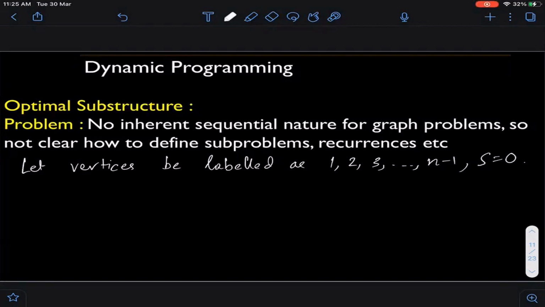So the source is 0 और बाकी को मैंने कुछ arbitrary label कर दिया. Arbitrary ही करना पड़ेगा because I have no way of knowing how to label them or whatever. I just use some arbitrary label. Okay. Now I want to write the following DP. I want to write path I.